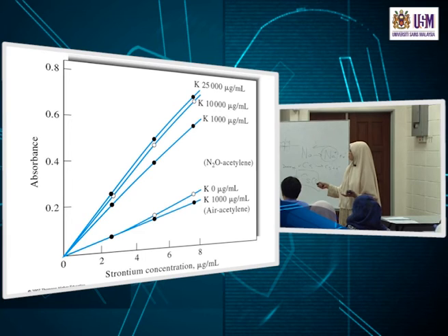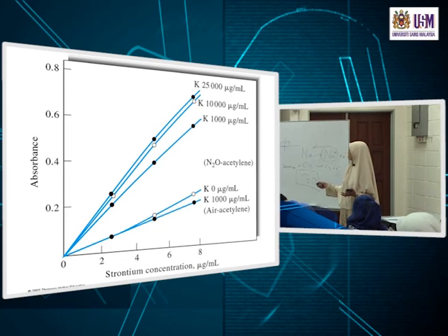Higher temperature, yes. What is higher between these two? Just give me one word. Absorbance. So absorbance with nitrous oxide is more than with air acetylene. Why? Even if you look at the zero, where's the zero? It didn't give a zero for nitrous oxide.